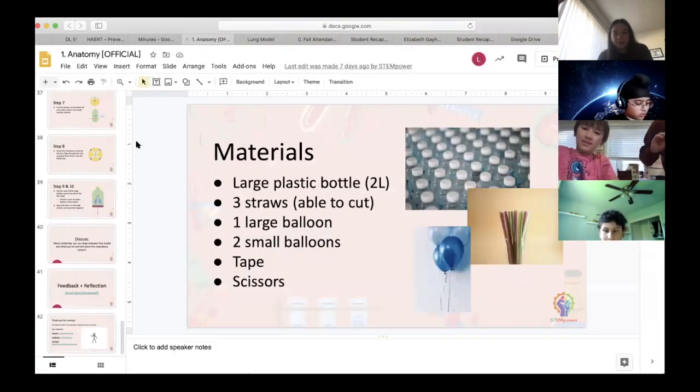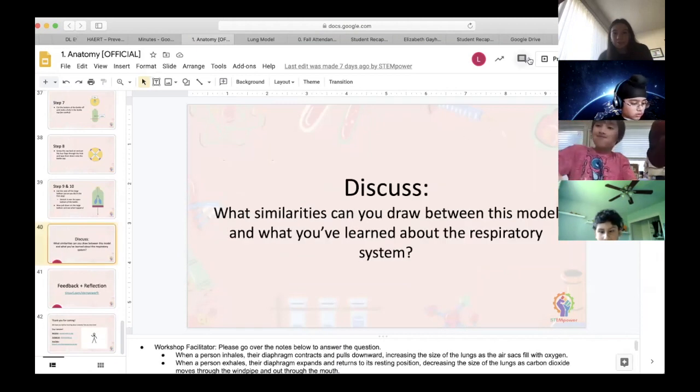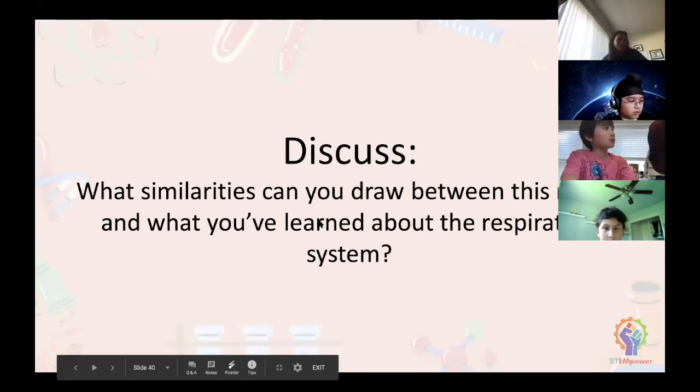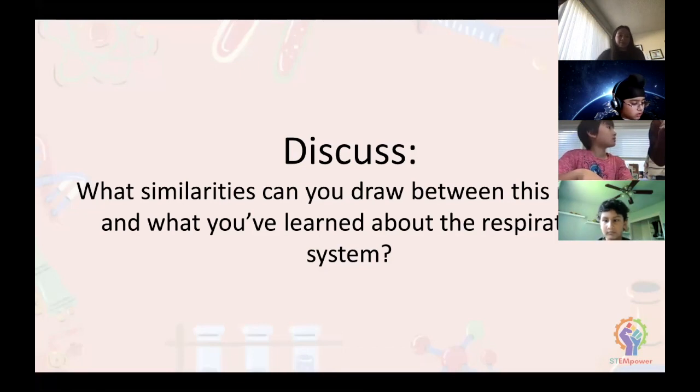So now let's go on to a little bit of a discussion. Okay, so what similarities can we draw between this model and what we learned about the respiratory system? Does anybody wanna give it a guess, or I can just go over it? Nikhil, do you want to try saying something?